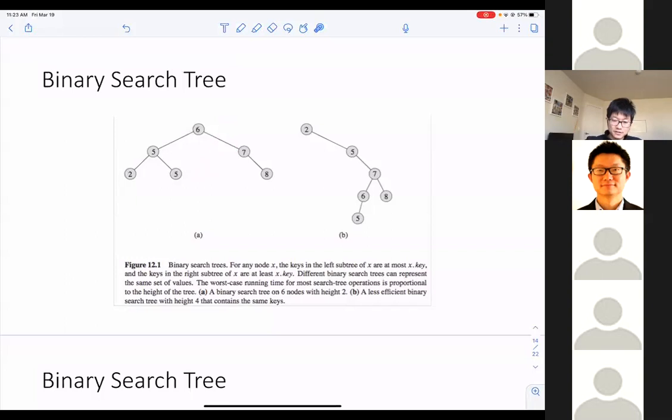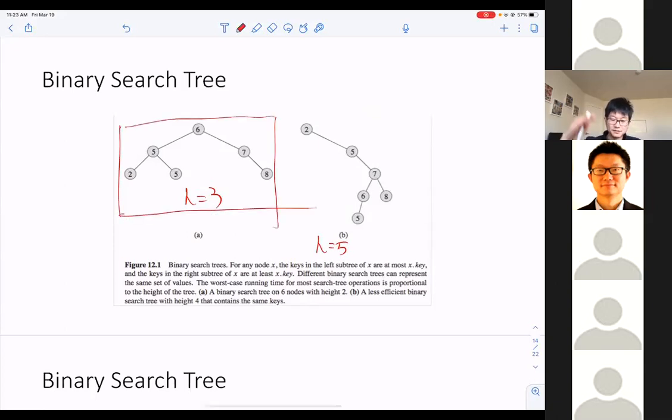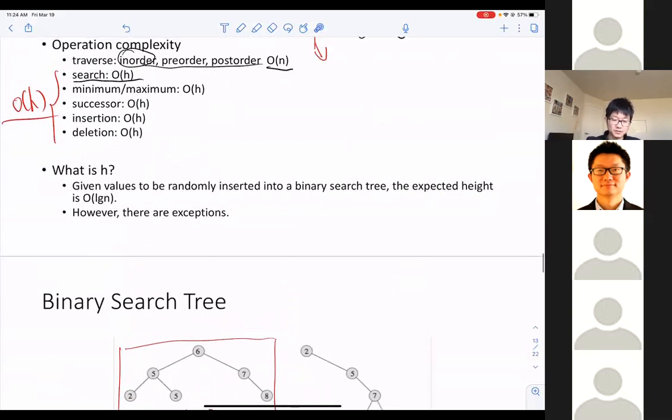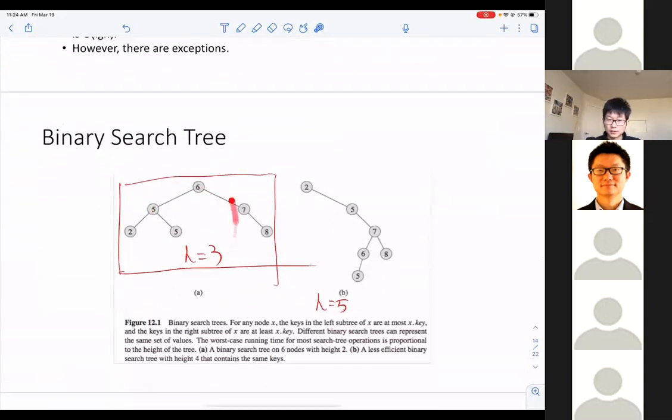And what is the height of the left tree? 3. And what is the height of the right tree? 5. So which one is better? The one on the left. Yes, the one on the left, because its height is lower, which means that when we are performing search, insertion, or minimum and maximum, it is going to be faster on this tree, right?